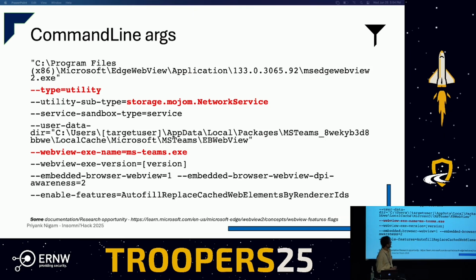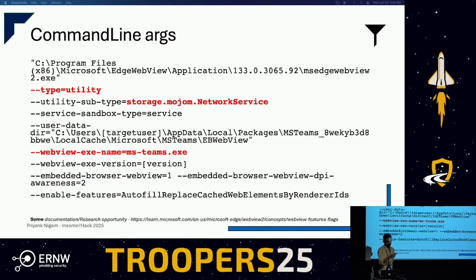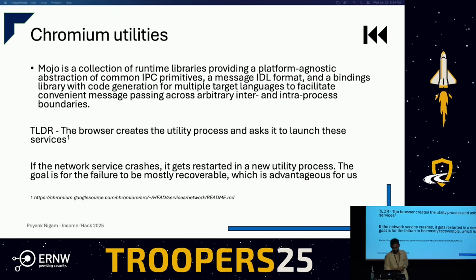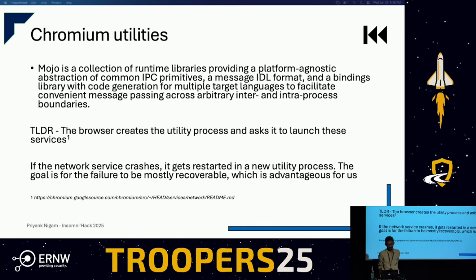Now it turns out that this is the target user's directory where everything else is running from. You're going to see a very typical path within local app data, then the binary name, and then EBWebView. You're going to see that default profile within. It's basically as if you're running a Chromium profile for each application. It's nothing but a collection of runtime libraries providing a platform-agnostic way of dealing with IPC. So we don't need to care about that.